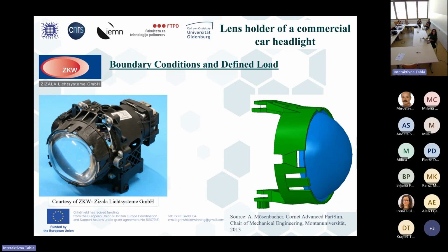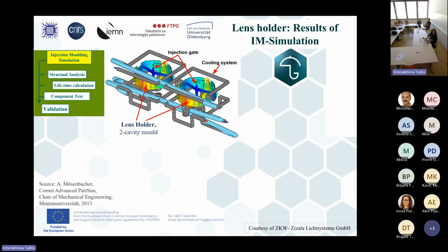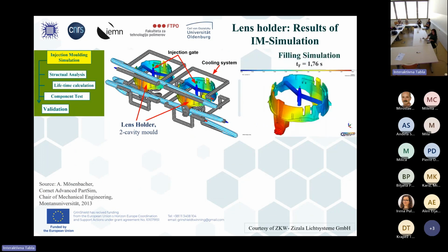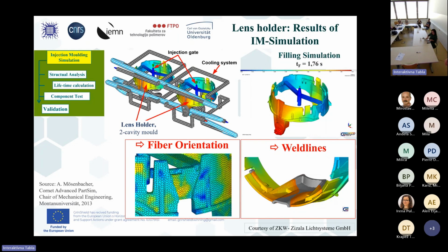It's for a car mirror, and it's a lens holder. The green is the part that holds the lens in the car mirror system, done by Zitzala in Austria. And if you drive a car, you always have this up and down of the forces, and you have this dynamic loading. We made injection molding simulation. We found the filling time. We found the weld lines, and we found out the fiber orientation. And this was implemented into structural mechanical simulation.